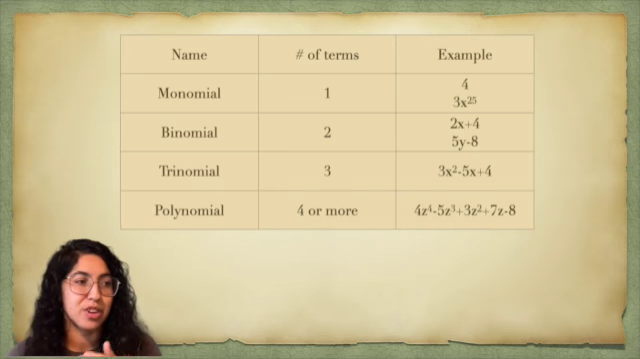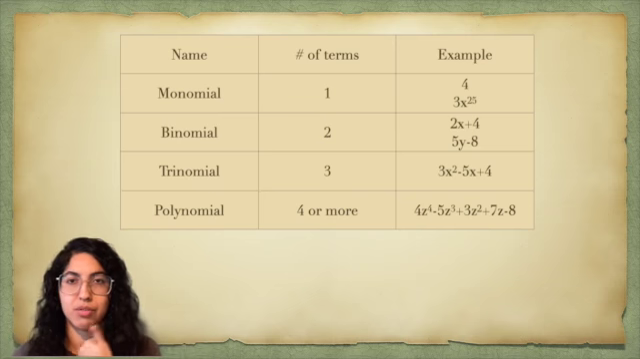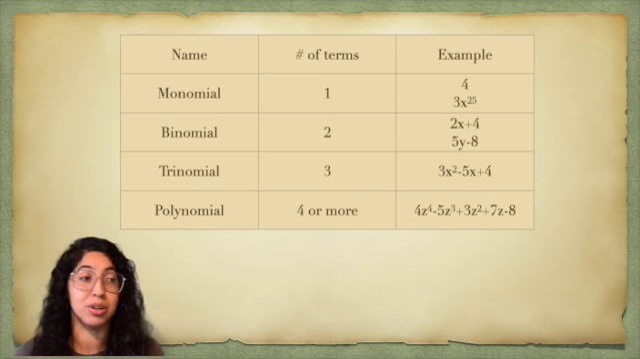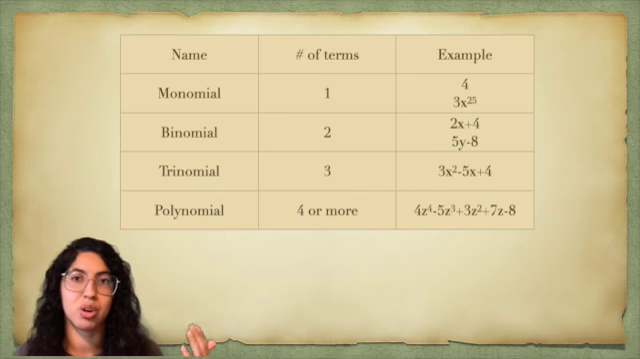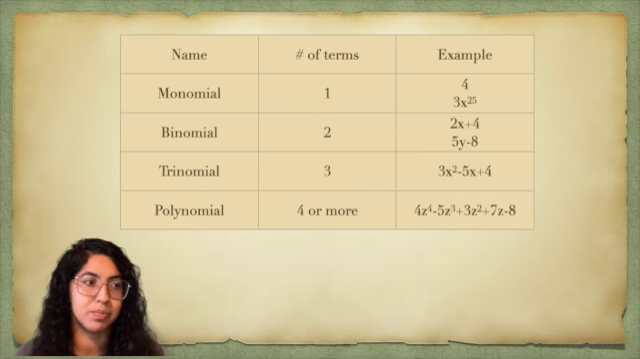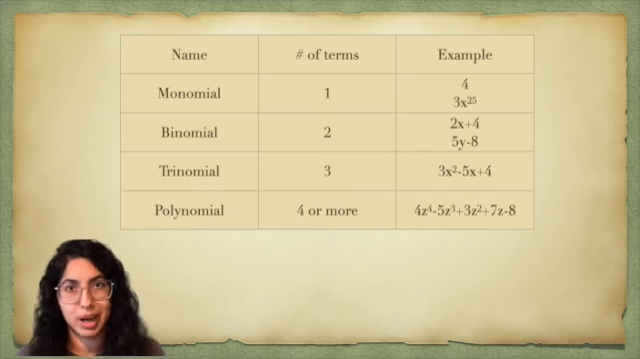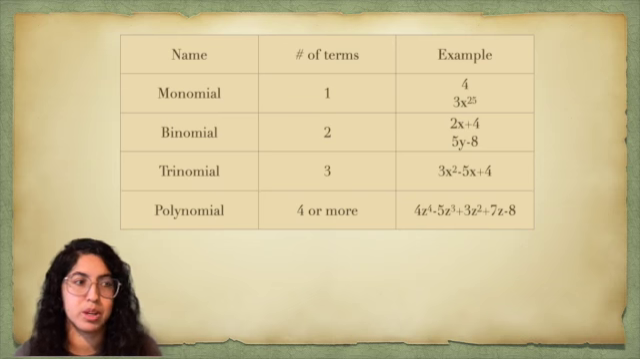But okay, so the first one, if we have one term, that would be a monomial. So look at my examples. I have the number 4, that's a monomial. I have 3x to the power of 25. That's also a monomial. What about 2 terms? Binomial, like bicycle, 2 wheels. So 2x plus 4, 5y minus 8. Those are binomials because they're 2 terms connected with addition or subtraction.